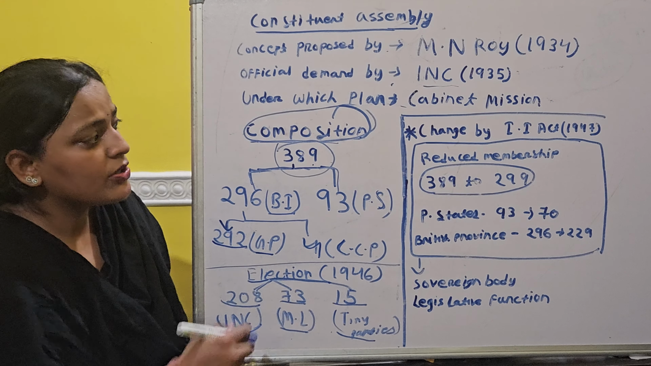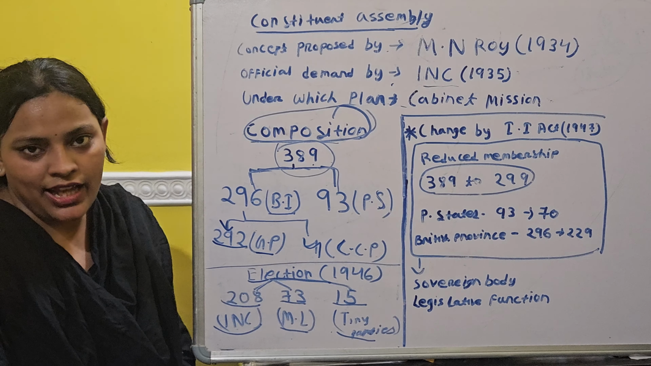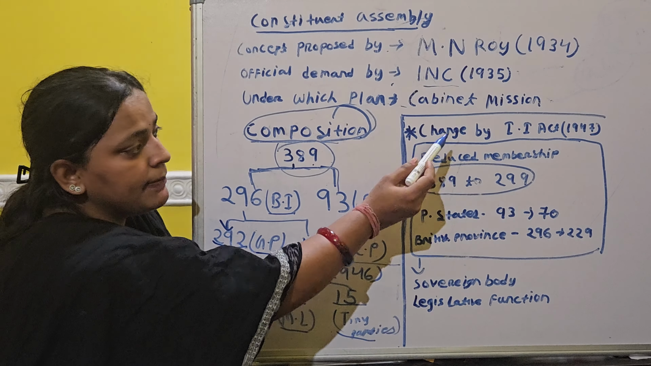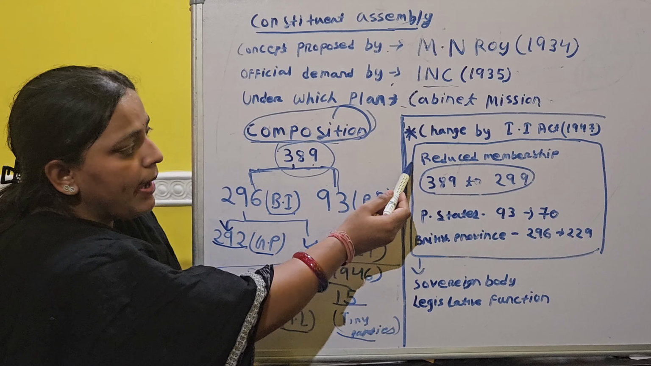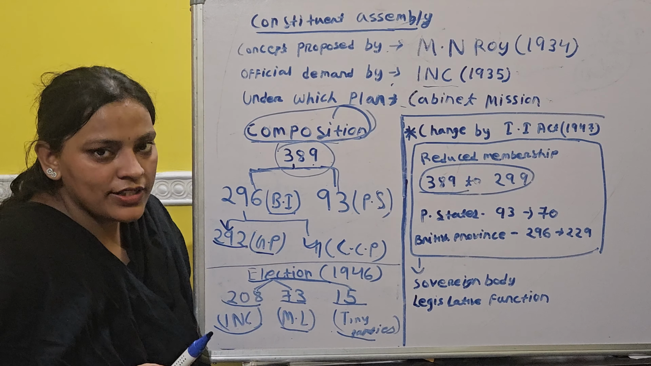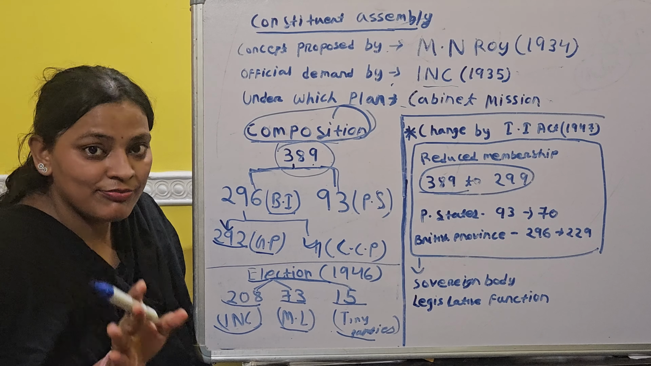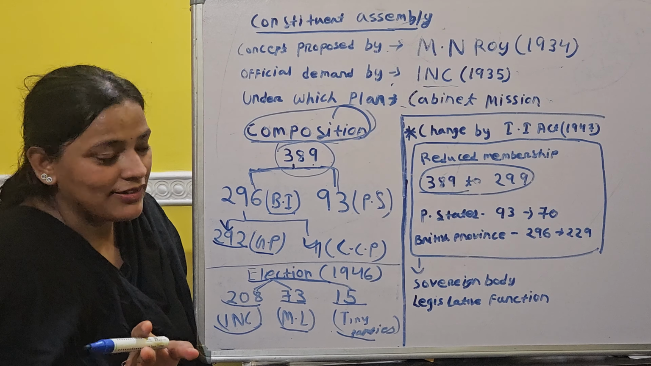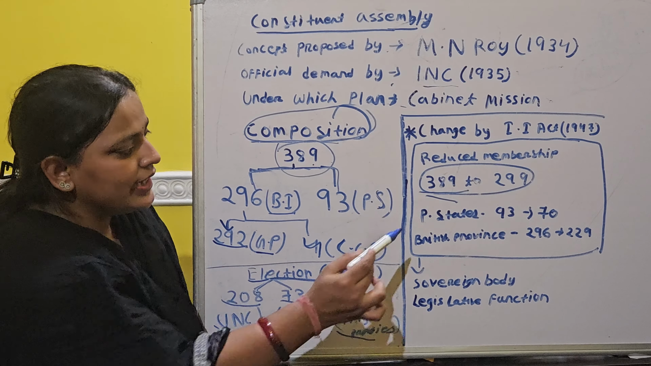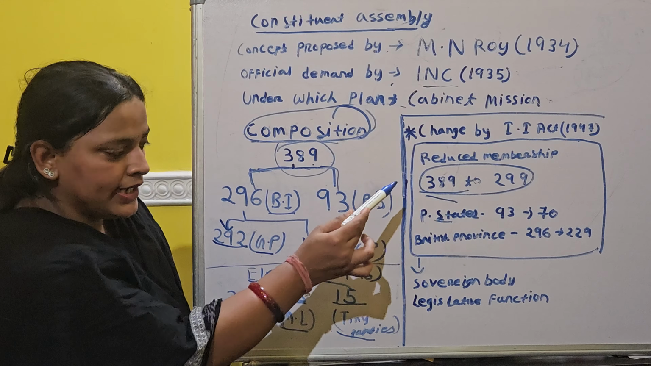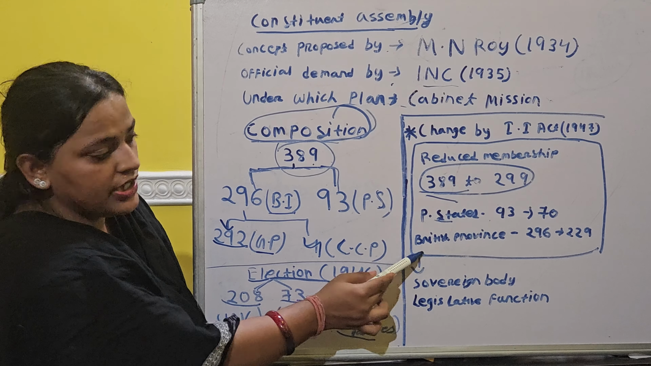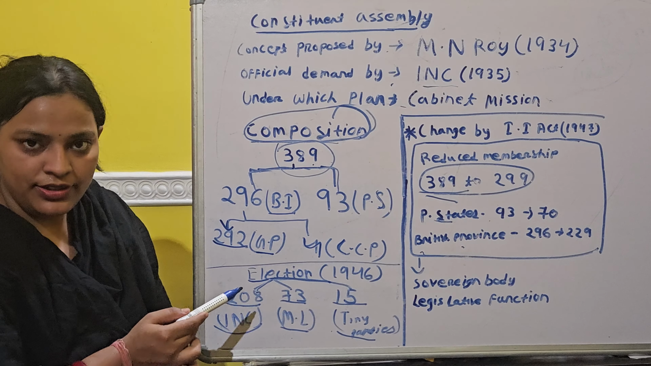Next, let's talk about the Indian Independence Act. After the Indian independence, what happened? After independence in 1947, the membership was reduced from 389 to 299. The obvious reason: the division of Pakistan, the partition of India. Mind it, 389 to 299. Then the princely states number decreased from 93 to 70, and the British provinces number decreased from 296 to 229.